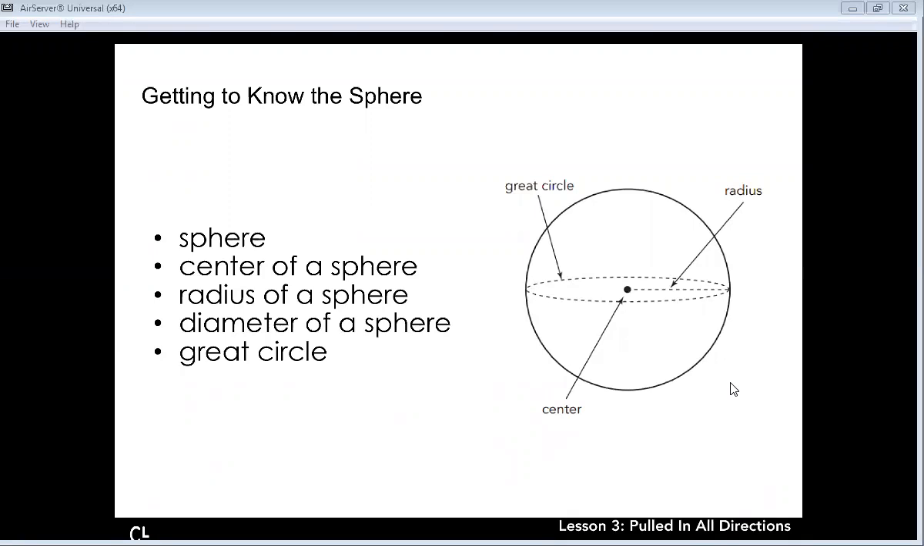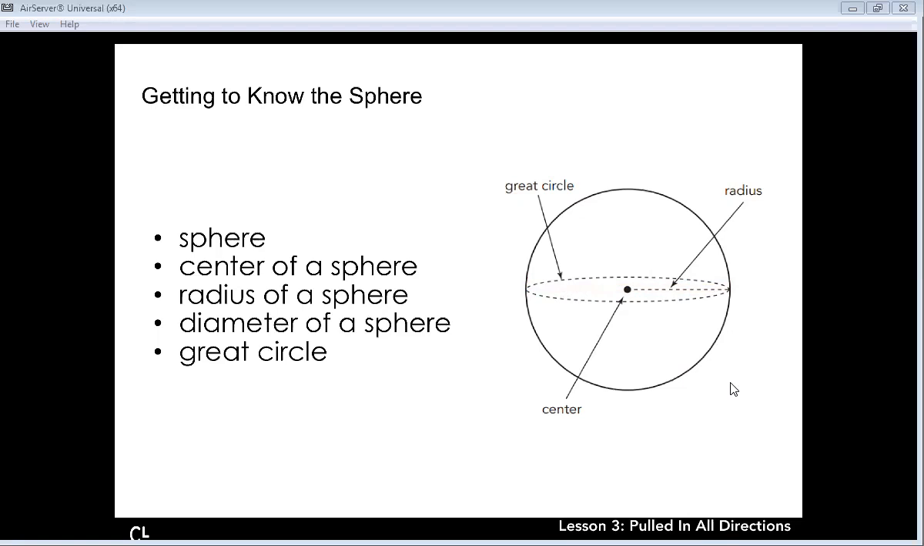A segment drawn from the center of the sphere to a point on the sphere is called the radius of the sphere. So here is our center. Going to any point on the sphere is called the radius. A segment drawn between 2 points on the sphere that passes through the center is the diameter of the sphere. The length of the diameter is twice the length of the radius. So if I go from one point on the sphere through the center to another point on the sphere, that is called the diameter of my sphere, and that diameter is always going to be twice my radius.